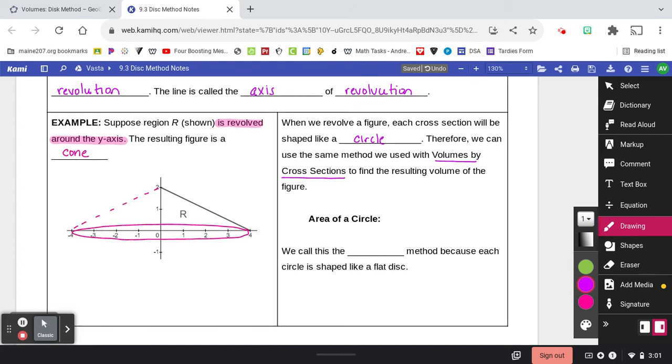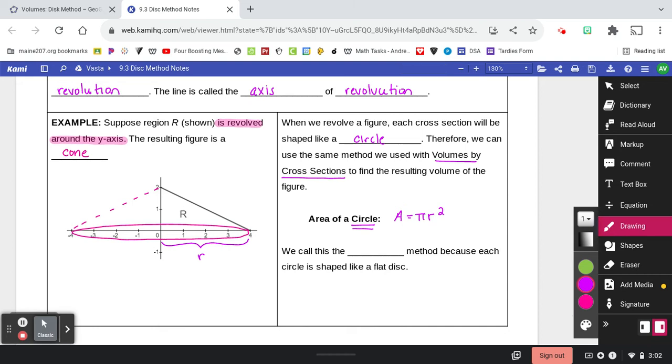But this time, instead of having cross sections that are shaped like squares or rectangles or triangles, all of our cross sections are going to be shaped like circles. And the area of a circle is always pi r squared. Now, I do want to make sure to point out that the radius of a circle goes from the center of the circle to the outer edge. So in this picture, the radius of the circle would be this distance that I just drew. It's not going to be all the way across. It's not going to be 8.